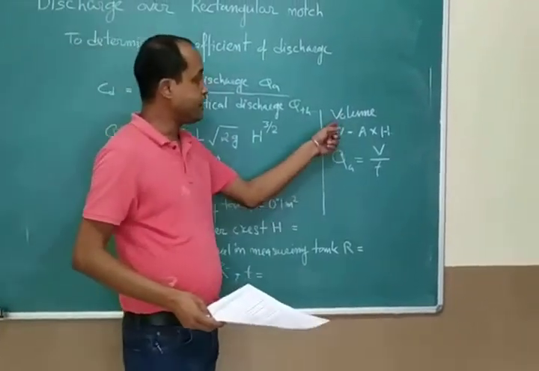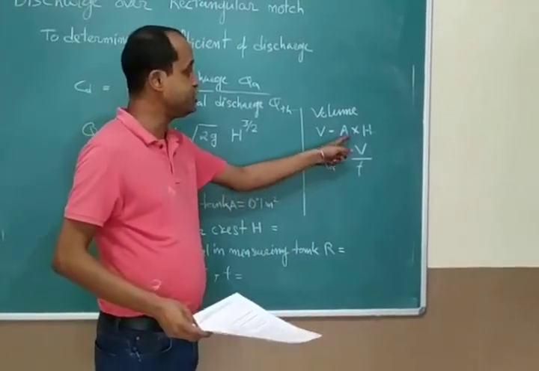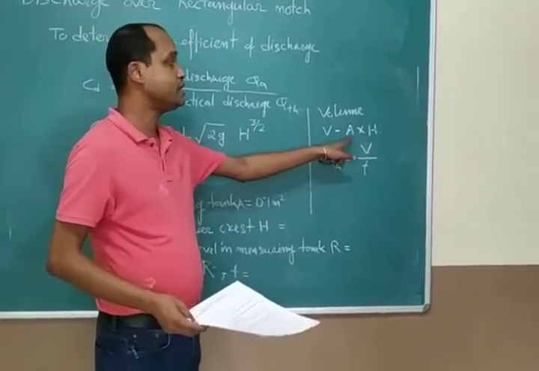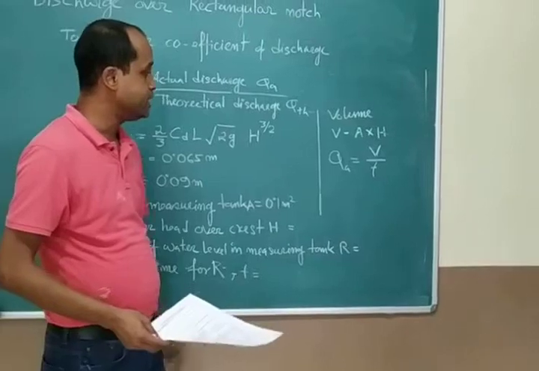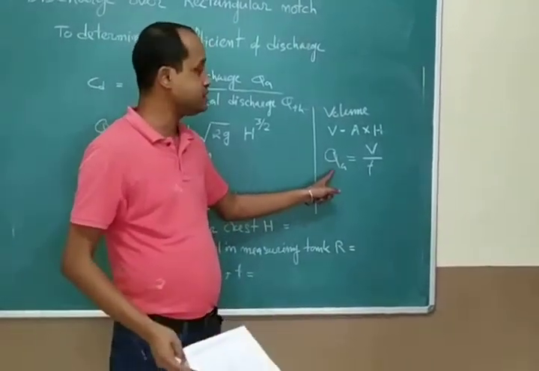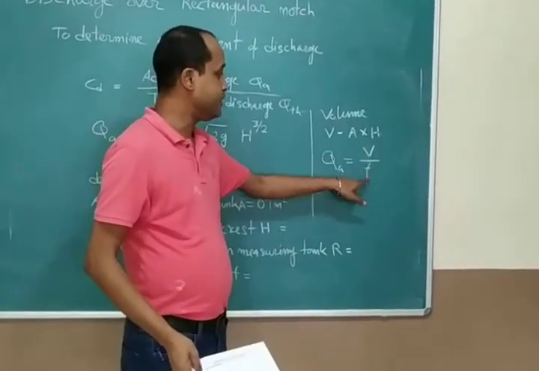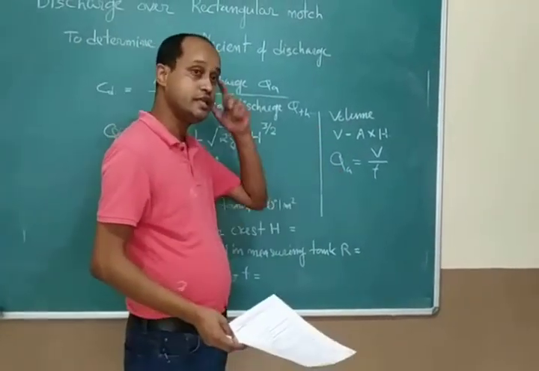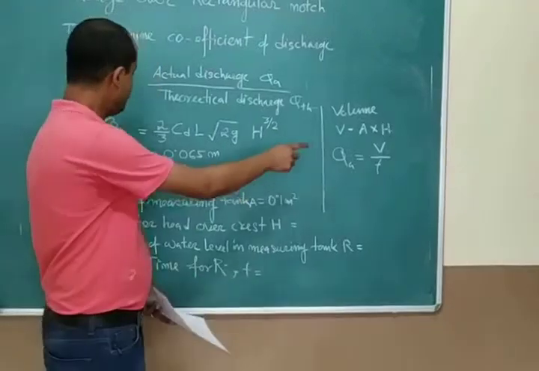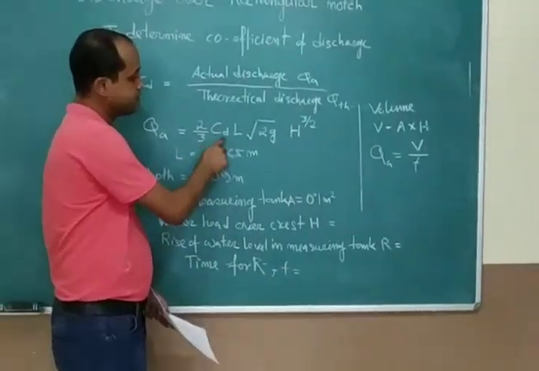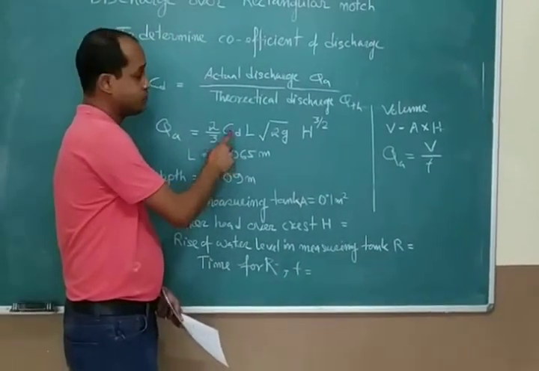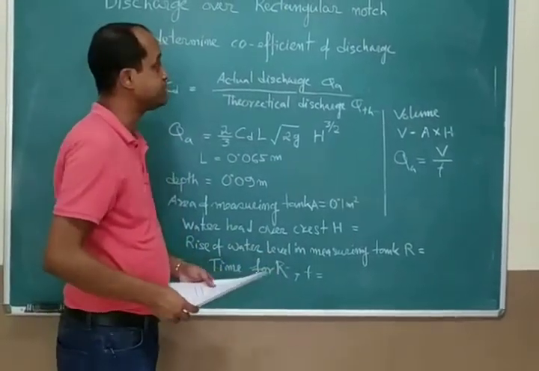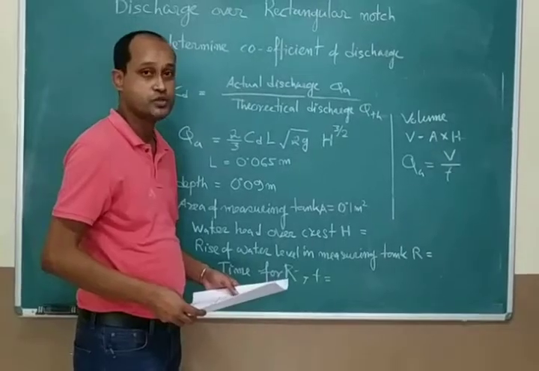Now we have to find out the volume. Volume is A into R. A is already given as 0.1 meter square, and R we have to find out. For actual discharge, volume divided by the corresponding time, small t, gives you the actual discharge. After that, if you put the value here, you will get the Cd. So by applying this formula, you have to find out the coefficient of discharge for the rectangular notch.